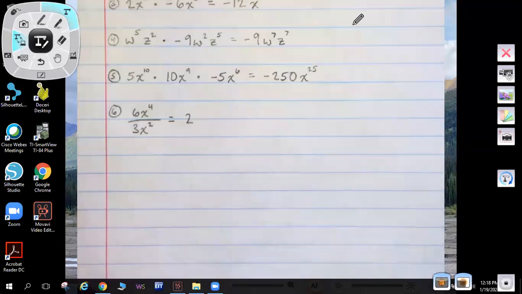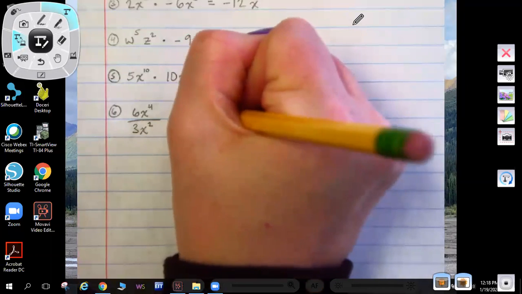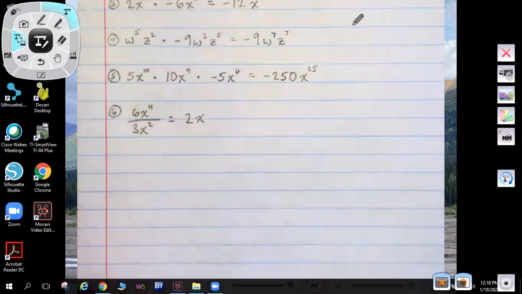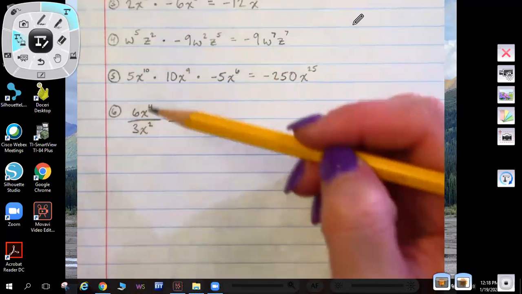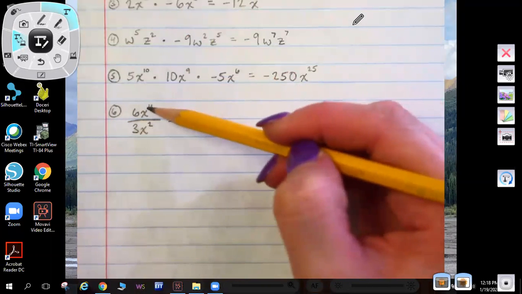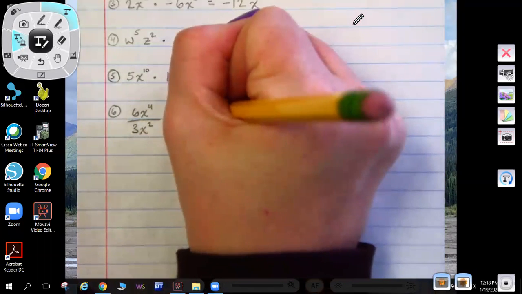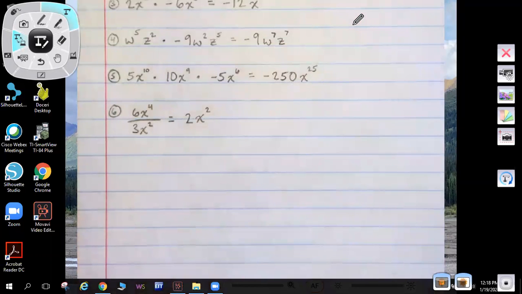x to the 4th divided by x squared. The base stays the same, so it's still x. And when you divide, you subtract the exponent. So 4 minus 2 is 2. We get 2x squared as our answer.